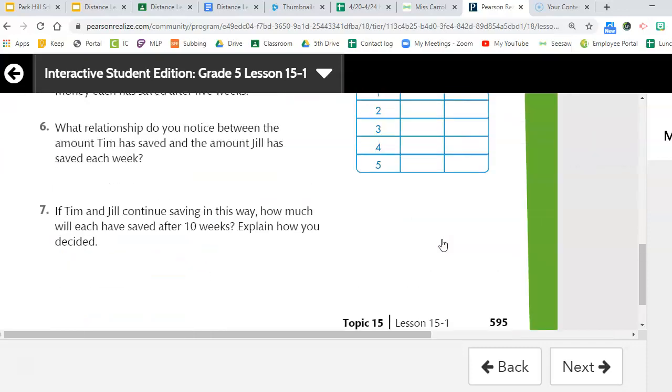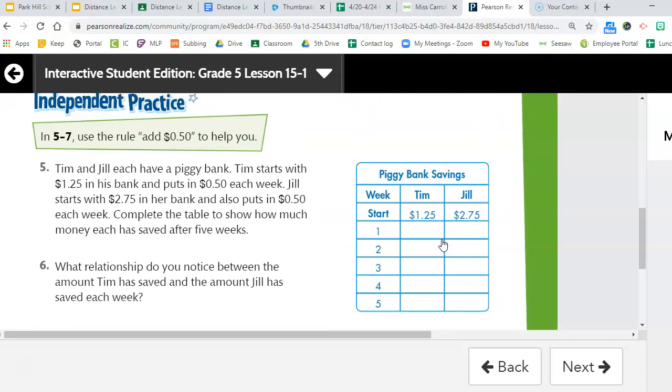Okay, so we're going to start. Tim and Jill each have a piggy bank. Tim starts with $1.25 in his bank, which we see right there under Tim, and puts 50 cents in each week. Jill starts with $2.75, which we see right there for Jill, and she also puts in 50 cents each week. So first it says complete the table to show how much money each has saved after 5 weeks.